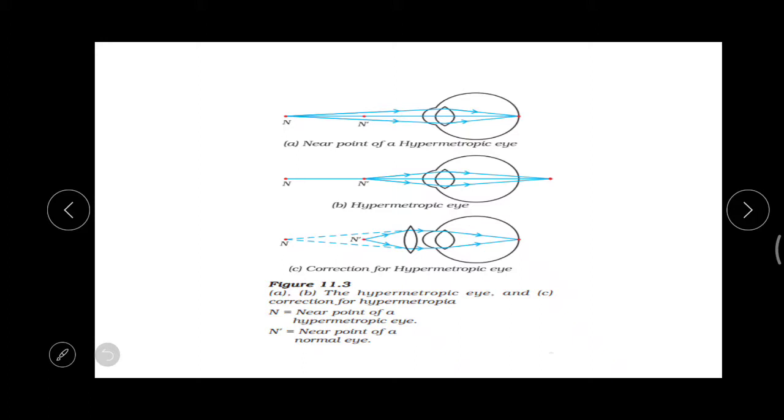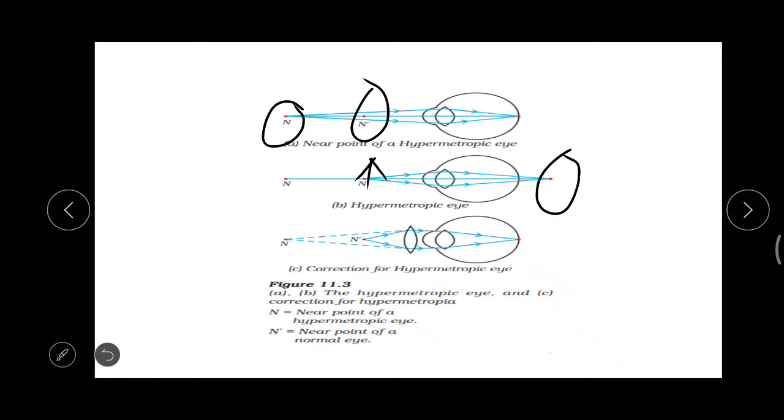Okay, and the diagram is given. So you can see N dash, it was the actual 25 centimeters, that means the near point of a healthy person, and N is the near point of a hypermetropic eye. So if the object is at N dash, that means the near point of a healthy person, you can see that the image is formed behind the retina. It crossed the retina and the image is forming beyond the retina, isn't it?